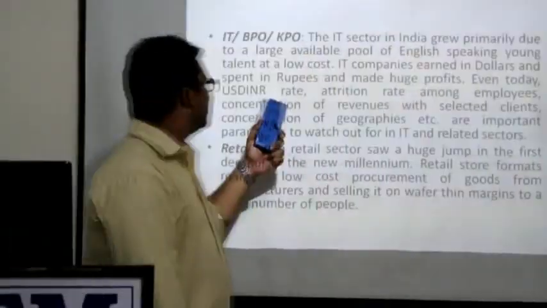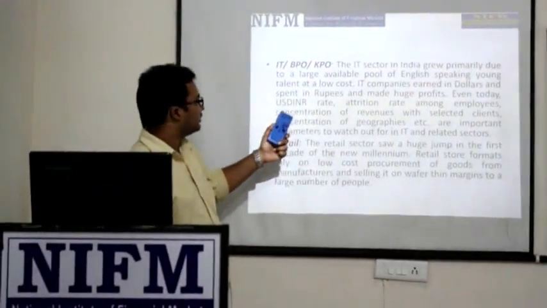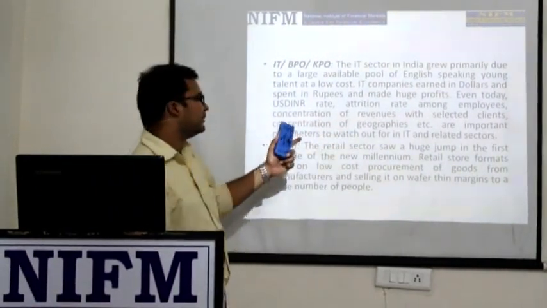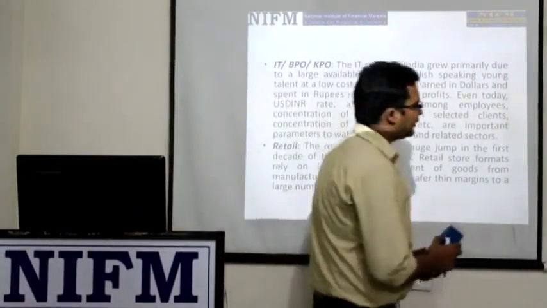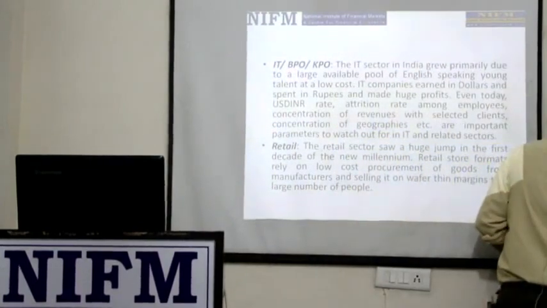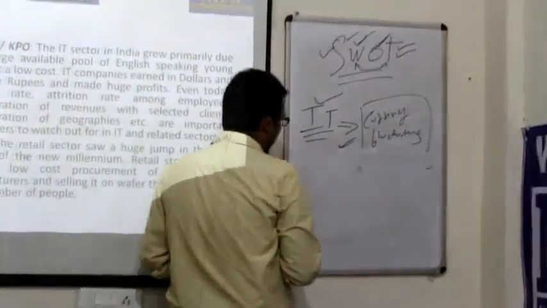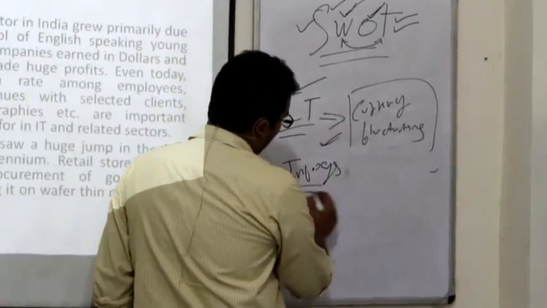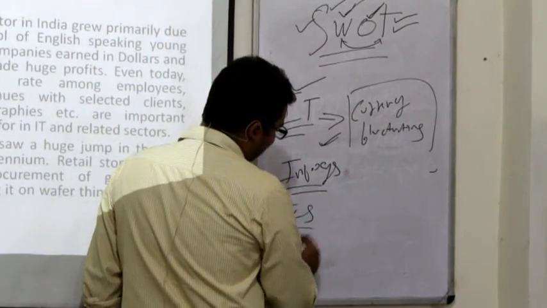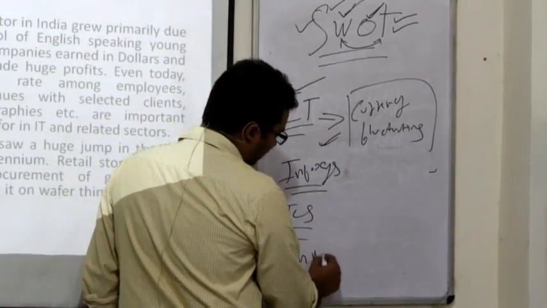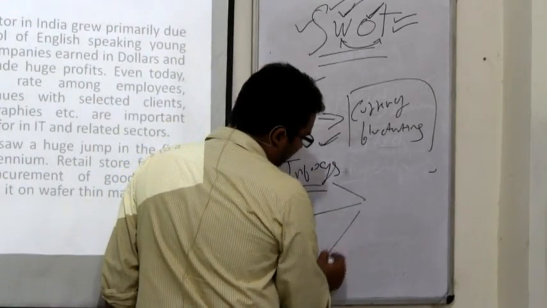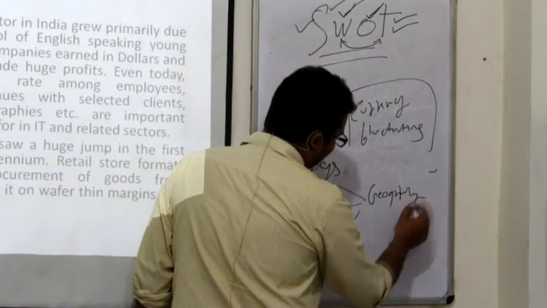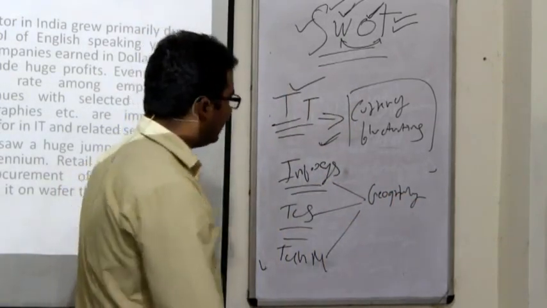So even today, the USD INR rate, attrition rate among employees, concentration of revenue with selected clients, concentration of geography, etc. are important parameters to watch for. One more thing to watch for in case of IT companies is the geographical parameters. Companies like Infosys, or maybe TCS, or maybe Tech Mahindra, export a lot, and hence we are talking about the geography of the export. So we will also look into this parameter, right?